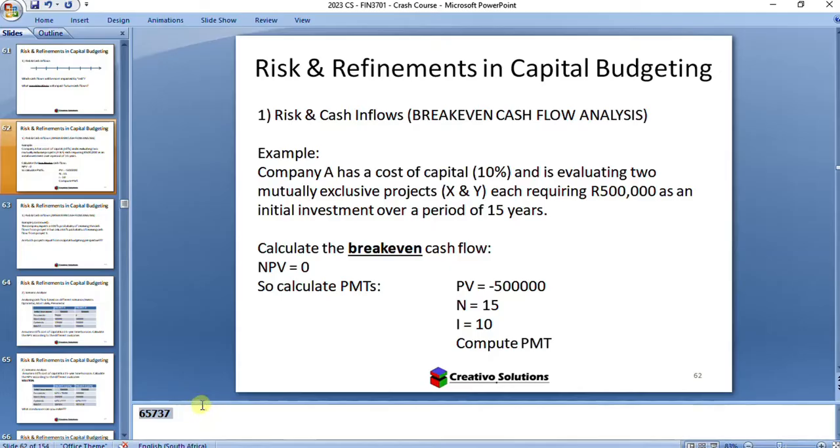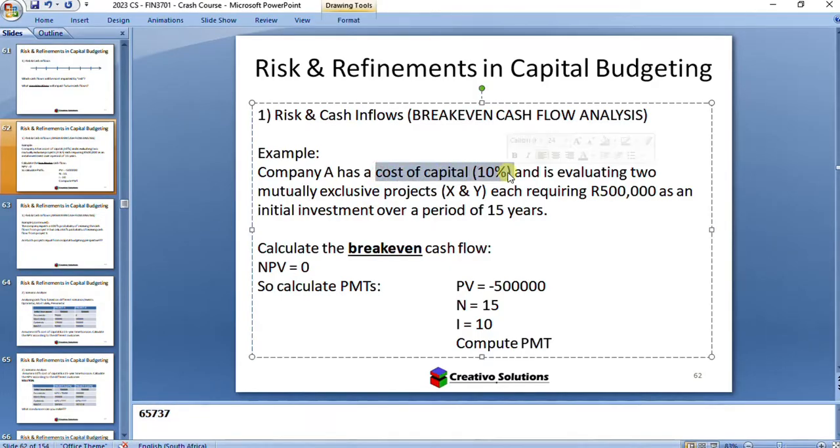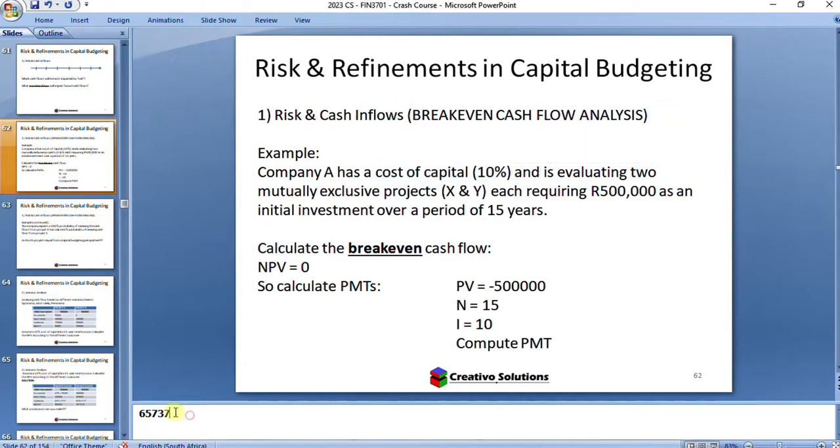65,737. Okay, that means if this project has a cost of capital of 10%, I need more than 65,737 Rand coming in each month in order to break even. Okay, if this project doesn't bring in cash flow of 65,737, it will not break even. Does it make sense? Yes.